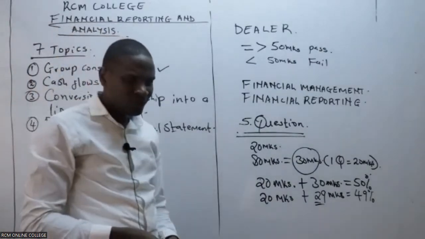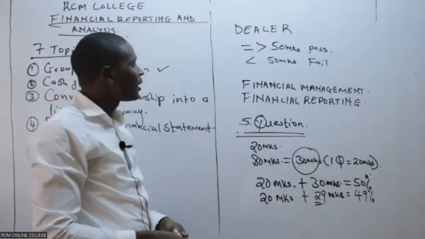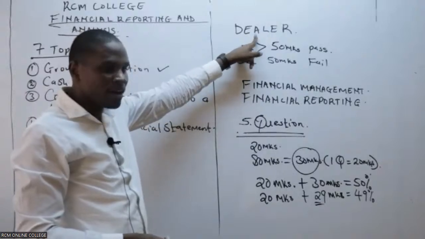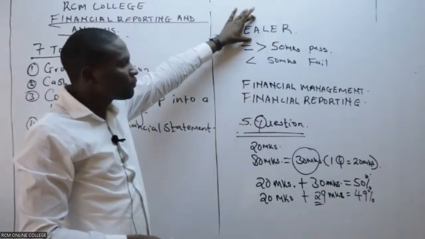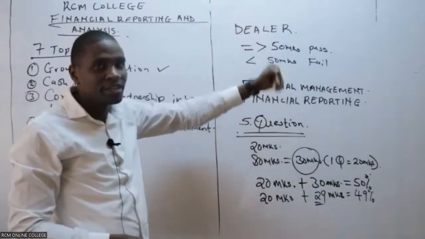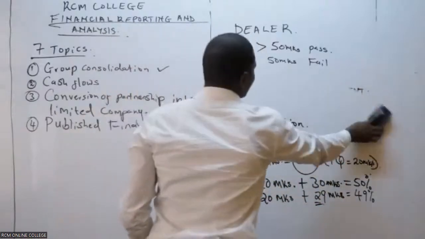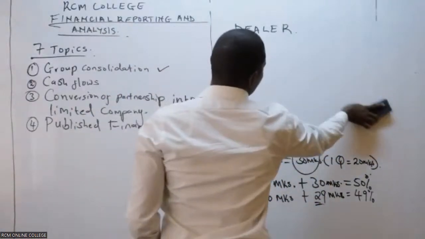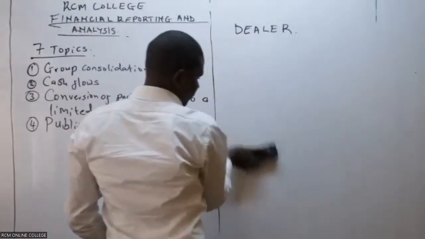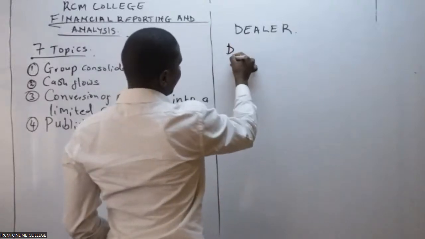Repeat again, DEALER. We're saying that with DEALER, we have drawings, expenses, and also assets, which fall under the category of items that have a debit balance. We just repeat it for the sake of those people who might not have gotten this clearly. So there is this thing we call DEALER.